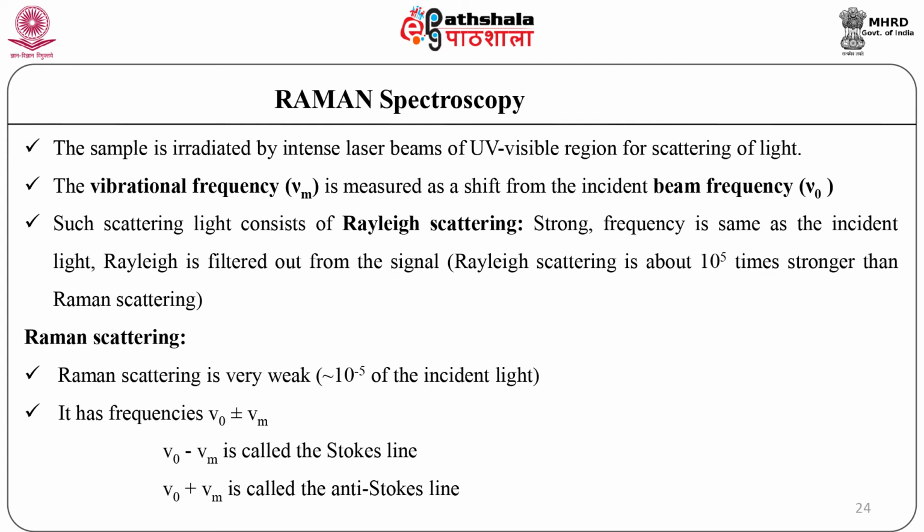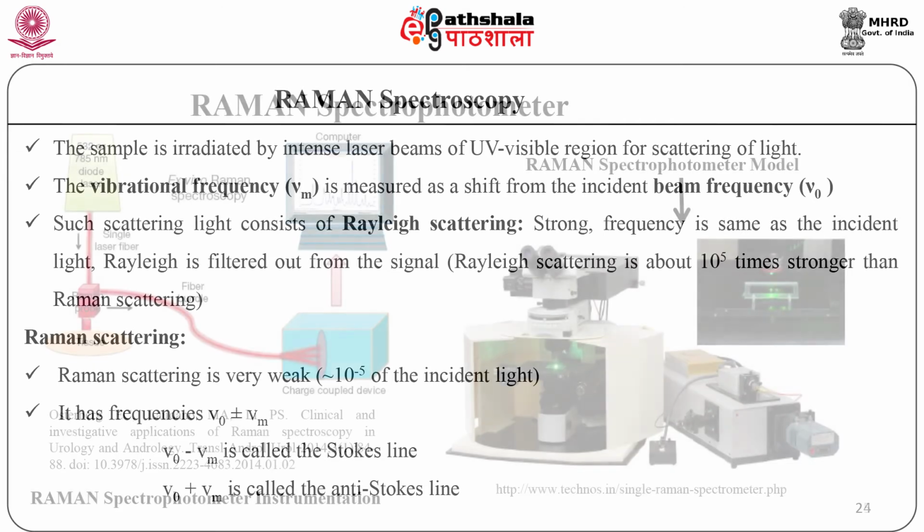And second is Raman scattering. This Raman scattering is very weak. It has frequencies of V0 plus and minus Vm. V0 minus Vm is called the Stokes line, whereas V0 plus Vm is called the anti-Stokes line.